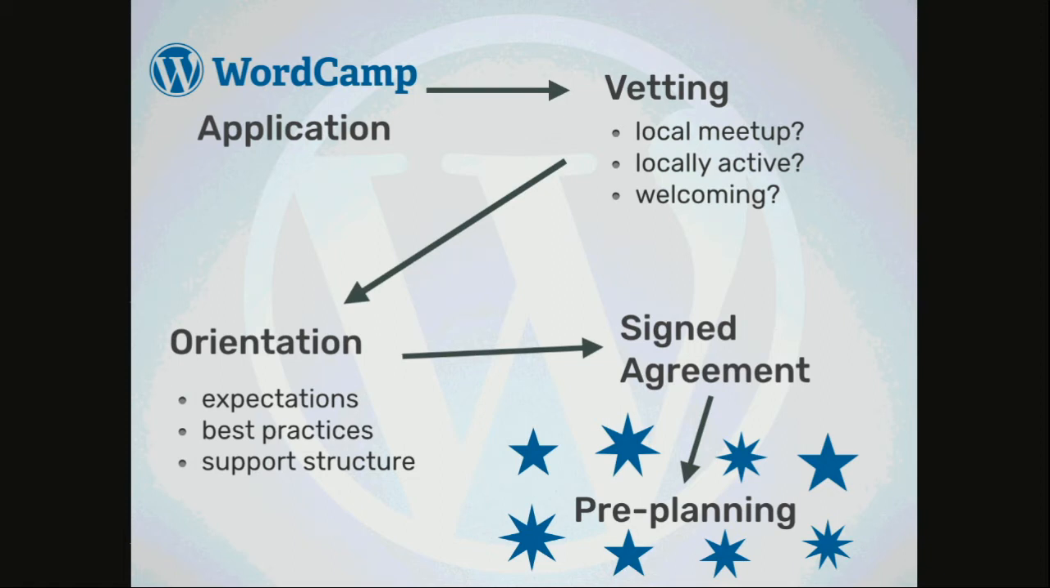One of our community volunteers vets the application. It's fairly long. It asks you a lot of questions. We look specifically for three main deal breakers. Is there a local user group? Is that user group active? Is the person who is applying to organize the event active in that group? They don't have to be organizing it. They just have to be active in the community.